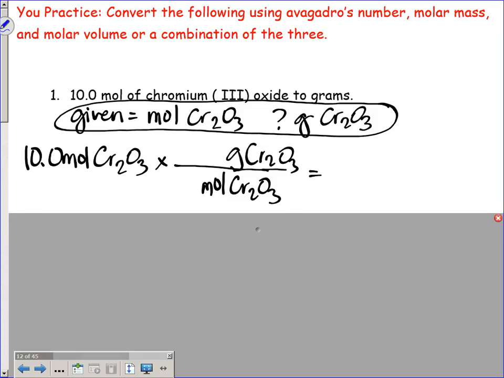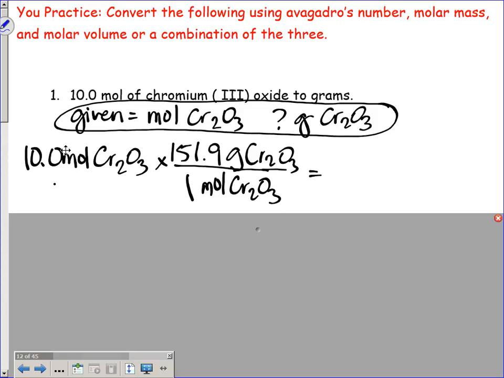a generic skeleton like this, your 10 moles of chromium 3 oxide, you know that moles and moles have to cancel. The only way they're going to cancel is if they're on top and bottom of a fraction. And then you also know there is a relationship between moles and grams, which is molar mass. And so with the mole, you always have 1 mole, and it related to these 3 things. So the one number goes with the mole, one number goes with the grams. 151.9. Everybody agree?